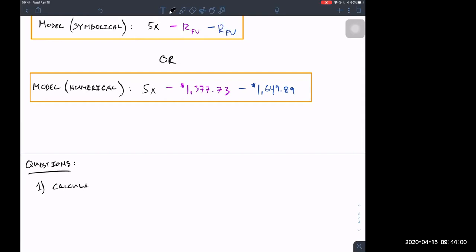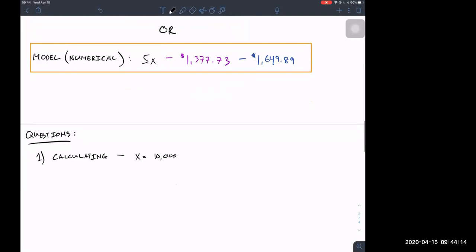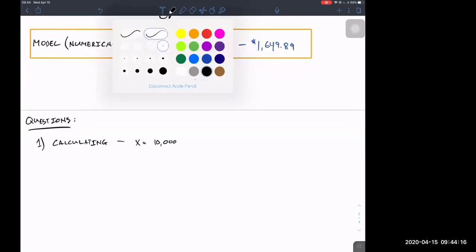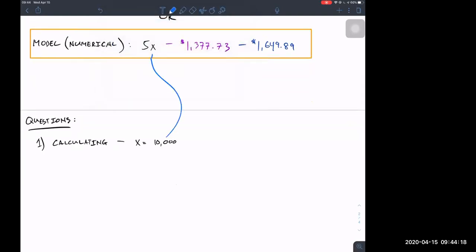Why is it a calculating question? We provide, or I provide, that X is equal to 10,000. Well, what are you gonna do with this 10,000? Oops, too many zeros. You're gonna plug it in. You're gonna take this 10,000 and plug it in right to where you see an X in your model. And then you just solve.